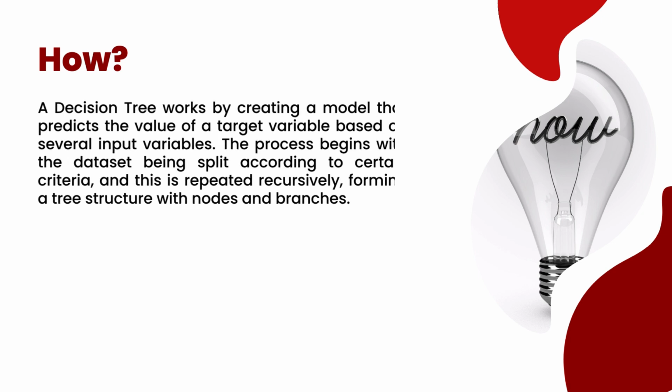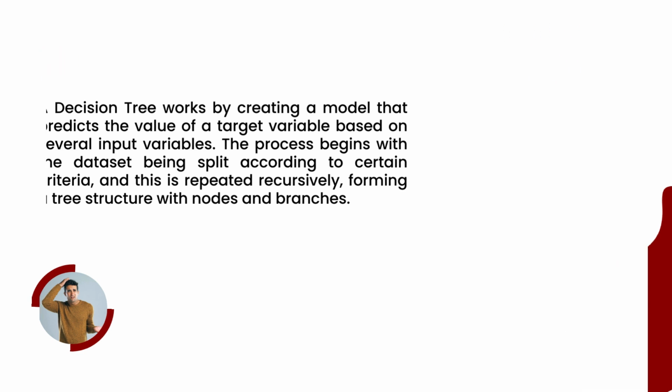How does the decision tree work? A decision tree works by creating a model that predicts the value of a target variable based on several input variables. The process begins with the dataset being split according to certain criteria, and this is repeated recursively, forming a tree structure with nodes and branches.